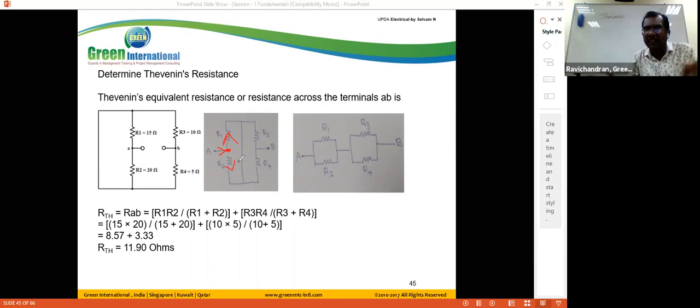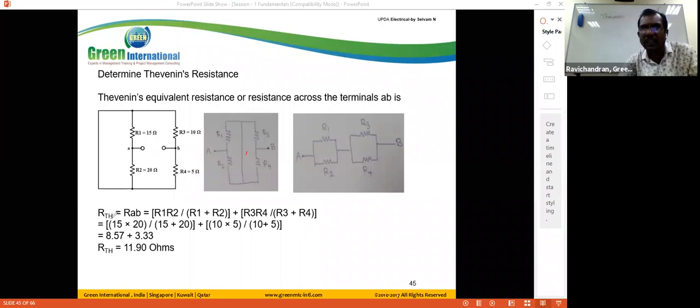If the current takes branches, we call it a parallel circuit. So R1 and R2 are a parallel combination. R1, R2 is parallel and R3, R4 is also parallel. So the circuit converts to this circuit, and this one converts to this circuit. Now it is easy to find the RTH.